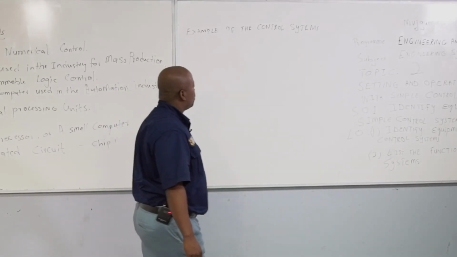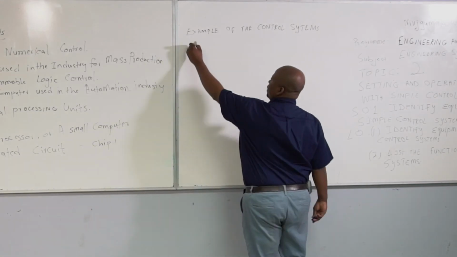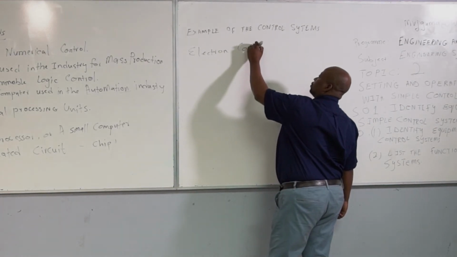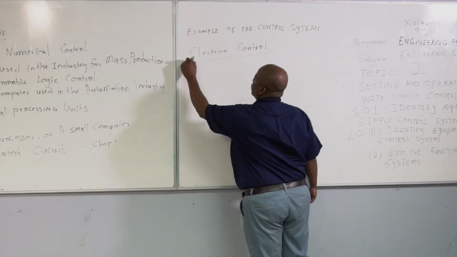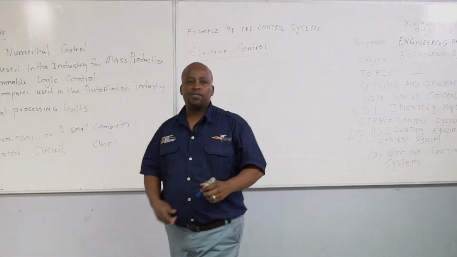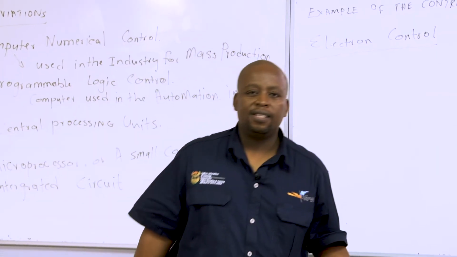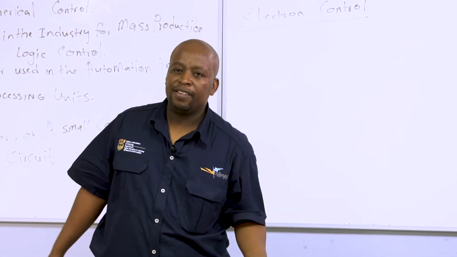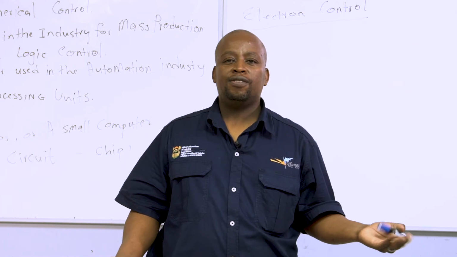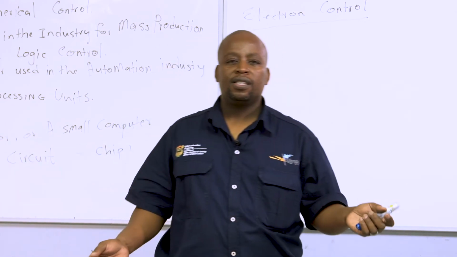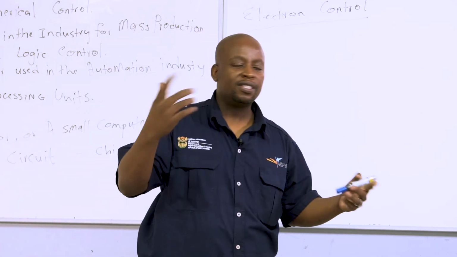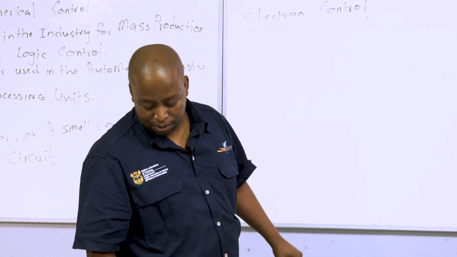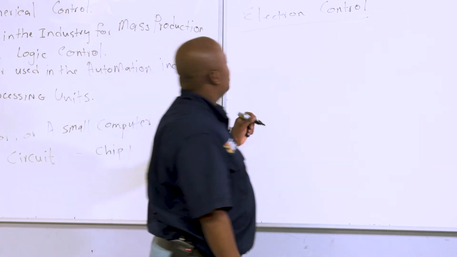Let's look into examples of the control systems. We have the electron control. When we talk about electron control, basically we are talking about sensors. Nowadays, we have, for example, vehicles that have rain sensors. You don't need to switch on your wiper motors. Immediately when there are droplets of water on your windscreen, a rain sensor will just wipe to show that there was water on it. But let's quickly check the examples of these sensors.